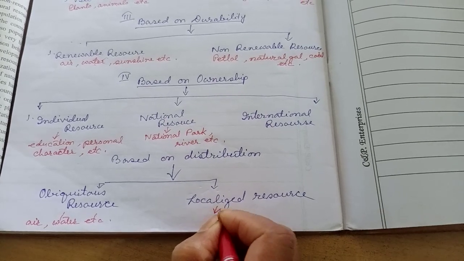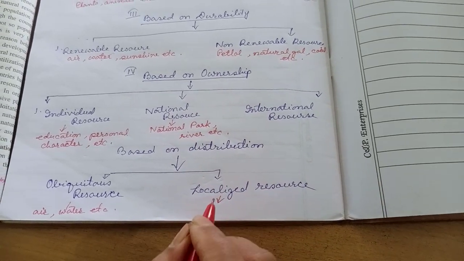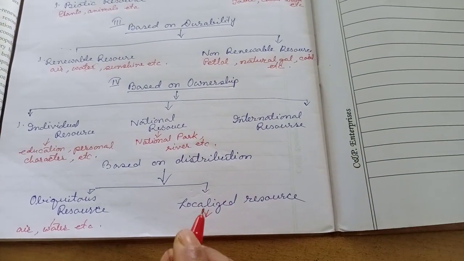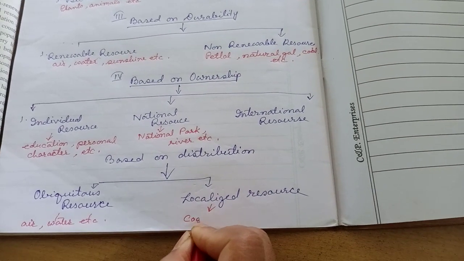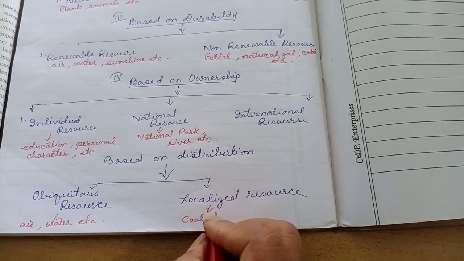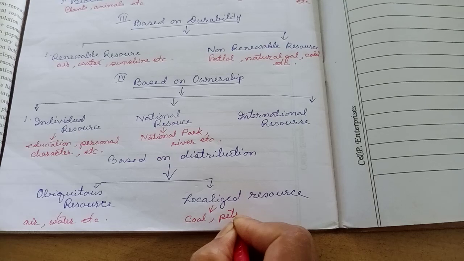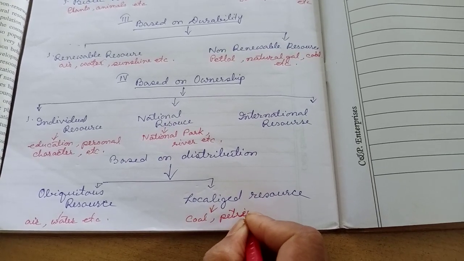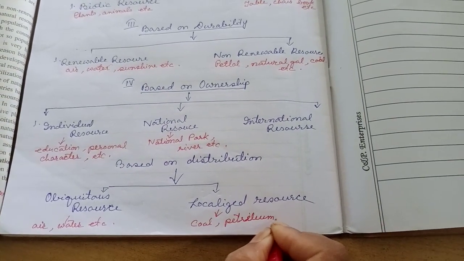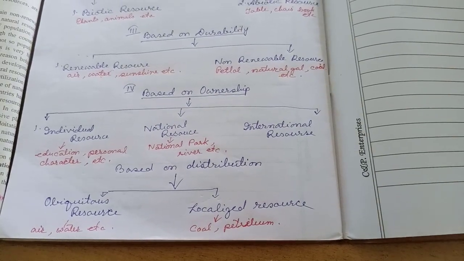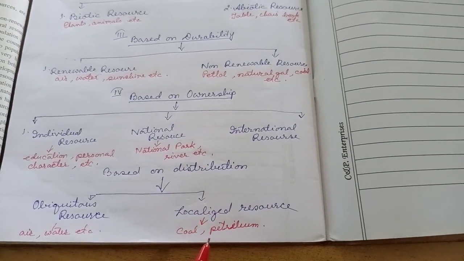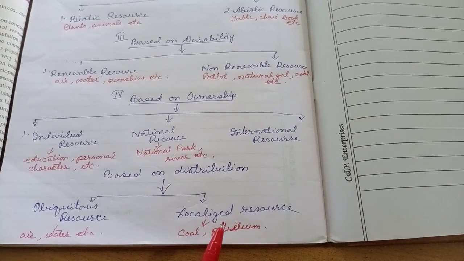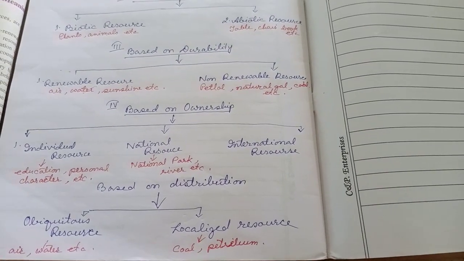But some resources are found only in some selected areas of the world, like coal, like petroleum. So these things are found in particular places of the world, and these are called localized resources.